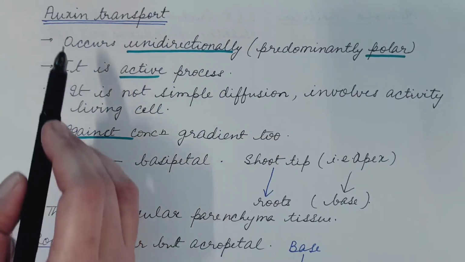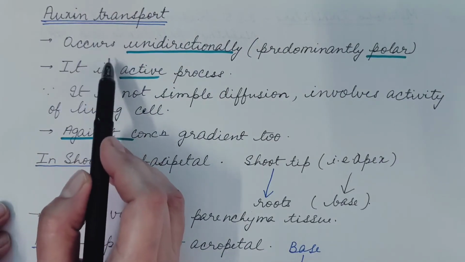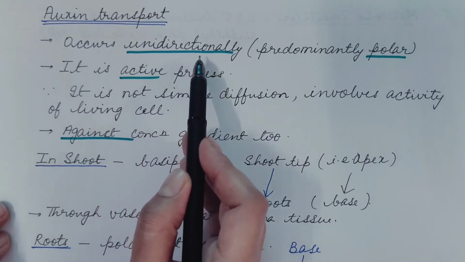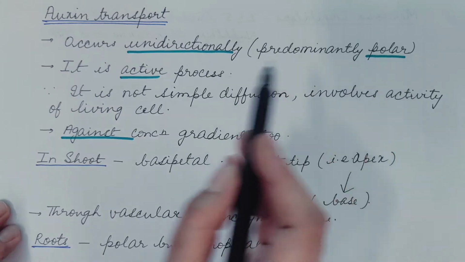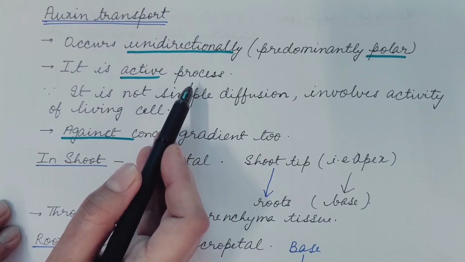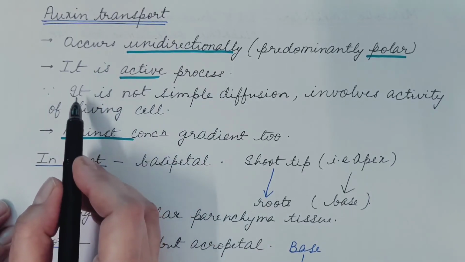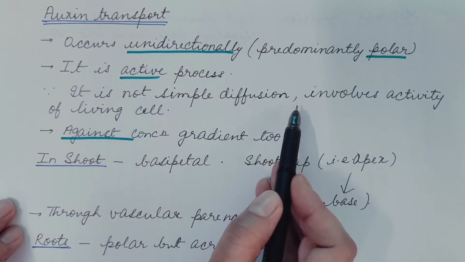Now let us see auxin transport. Transport of auxin occurs unidirectionally, that is, it is predominantly polar. It is an active process because here metabolic energy is required. And why is metabolic energy required? Because it is not simple diffusion.